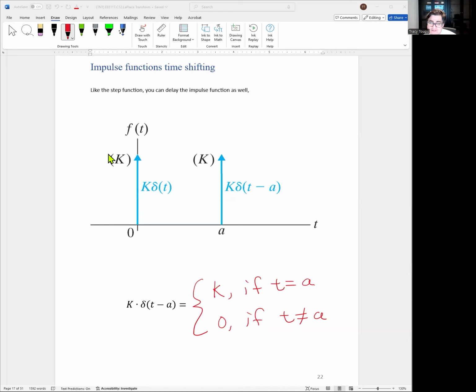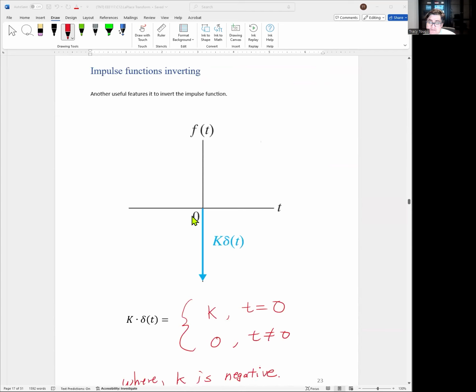So this left-hand side is the original impulse function. This one at a is the new function we made by delaying it by a seconds. Okay. So same time shifting property as a step function.